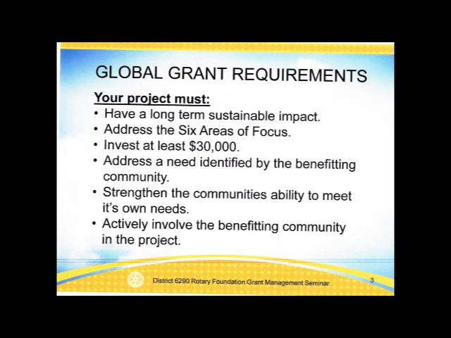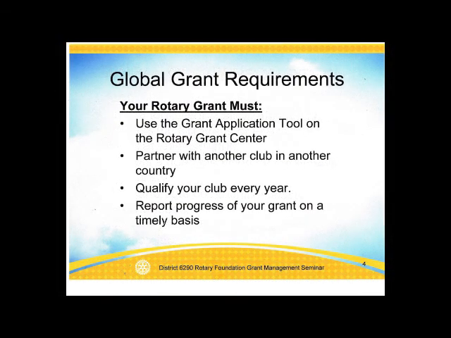Global grants must meet the TRF terms and conditions for grants. The terms and conditions are available on the district website and are also on the Global Grant Resources list of links. It's important that you reach out to our District Grants Committee. You can also talk with the Rotary Foundation staff to make sure your idea for a global grant falls within our requirements and will be successful.